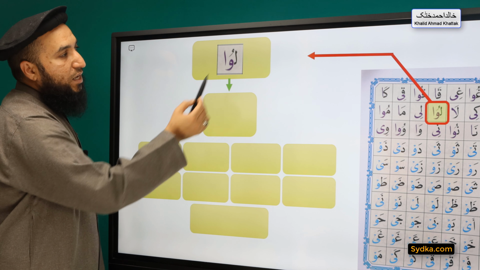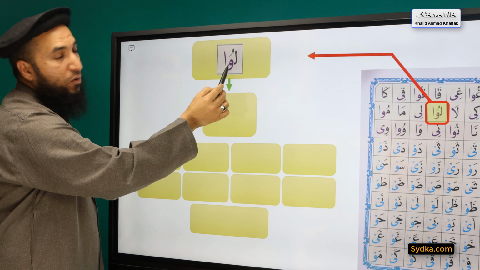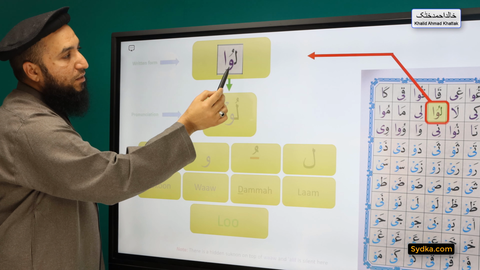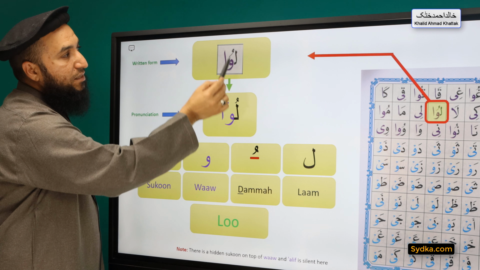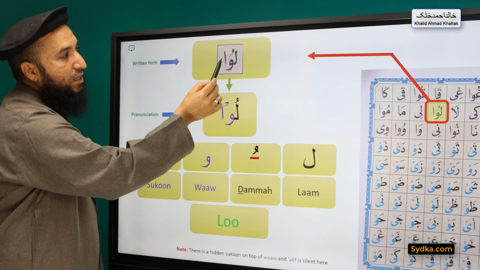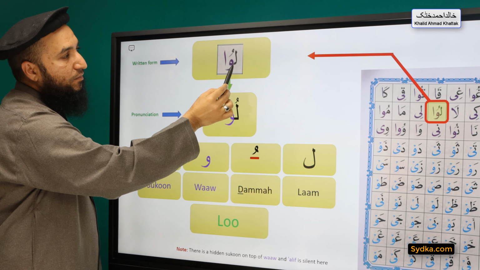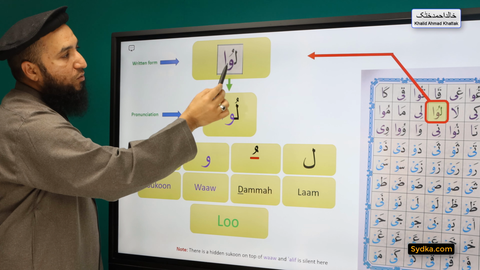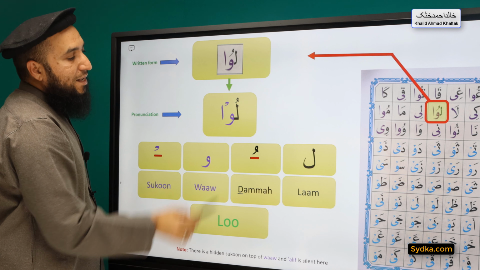So the next syllable we have is Lam Dhamma Waw Sukun. Lam is a light letter in this case, it has Dhamma on top of it, followed by Waw. Waw has hidden Sukun and this Alif is silent. Lam Dhamma Waw Sukun Lu.